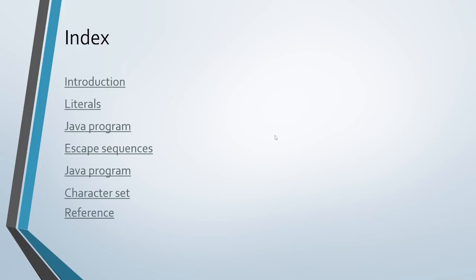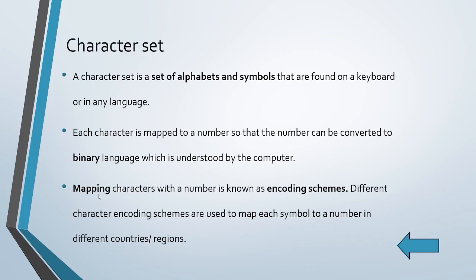Now, last topic of the video is character set. Last but not least, a character set is a set of alphabets and symbols that are found on a keyboard or in any language. Set of alphabets and symbols. Now, computer can understand only binary language. So each character is mapped to a number so that the number can be converted into binary language very easily, divided by 2.